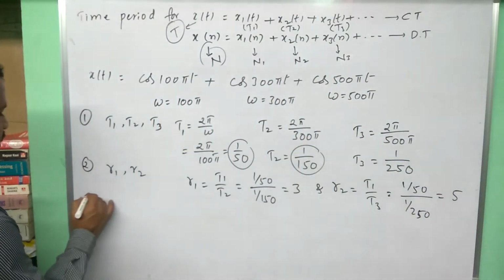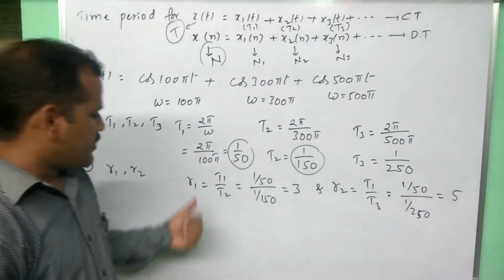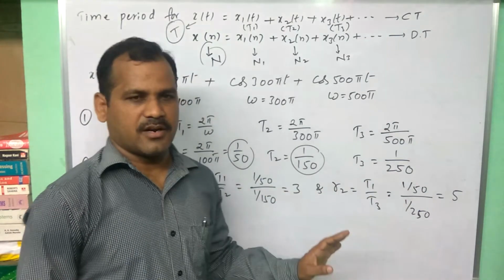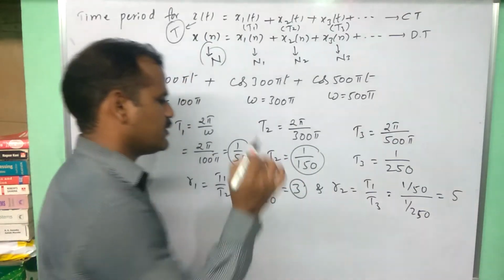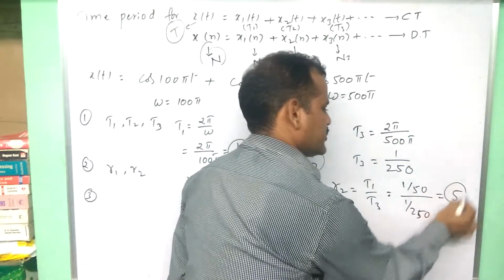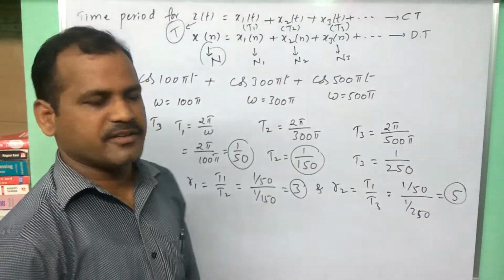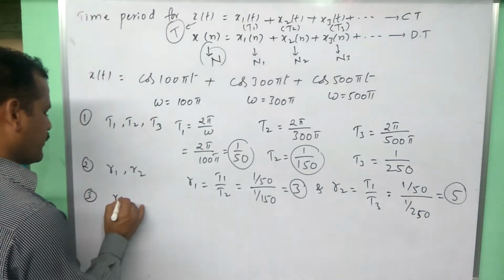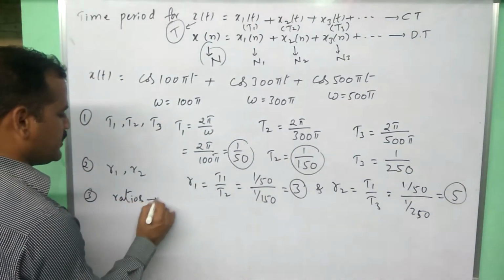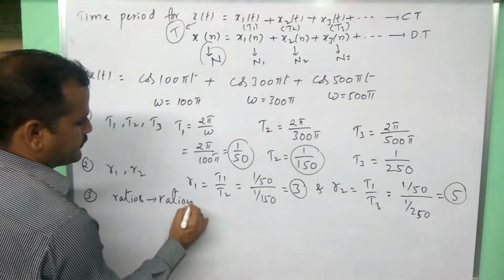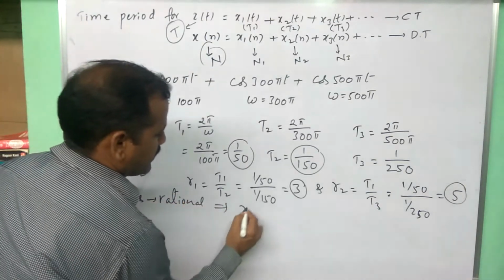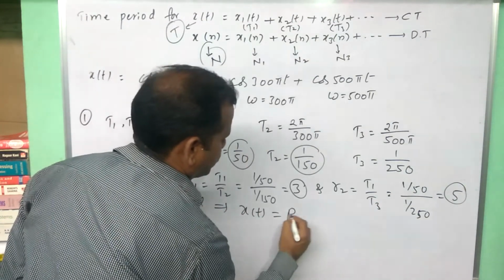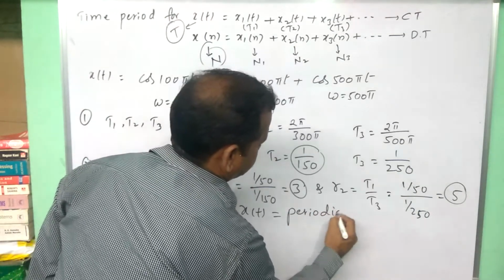In step 3, we should confirm whether all the ratios are rational or not. Observe here, the first ratio is 3, the second ratio is 5. Clearly those two are integers, so the ratios are rational. That means the given signal x of t is a periodic signal.